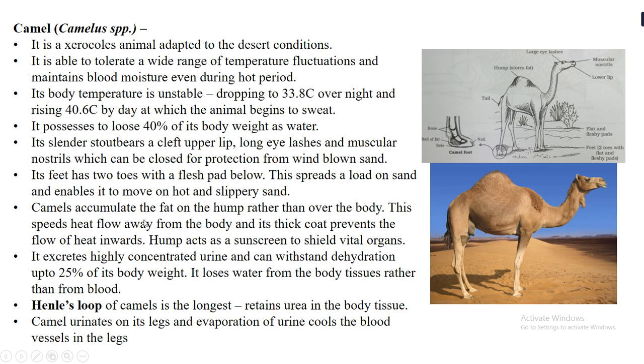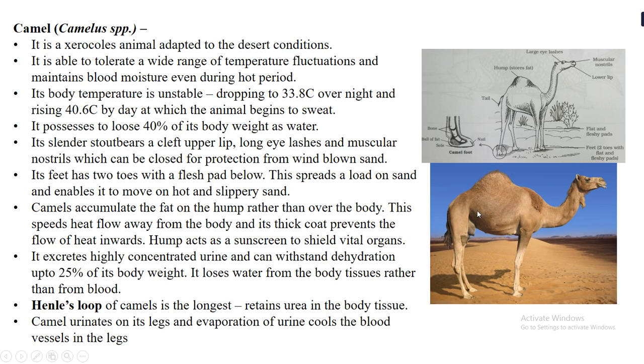Now the camel accumulates fat on the hump. This is the fat that is accumulated on the hump. They do not accumulate any fat on their body, only on the hump. What this does is speed the heat flow away from the body, and there is a thick coat that prevents the flow of heat inwards.